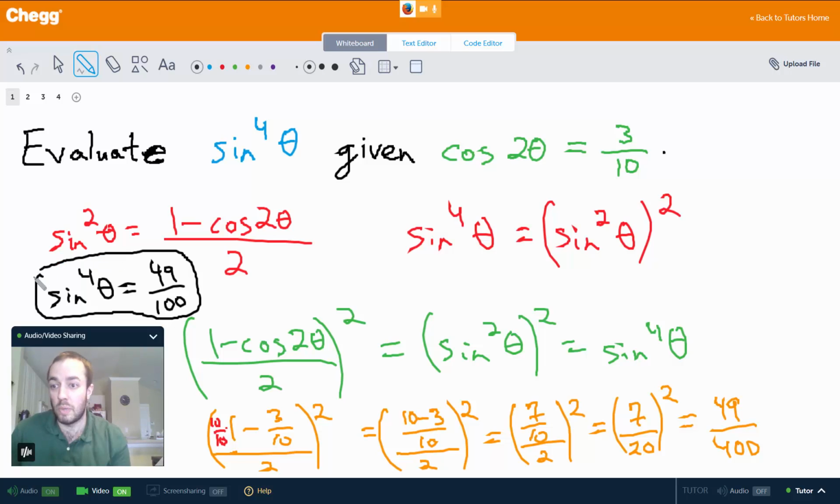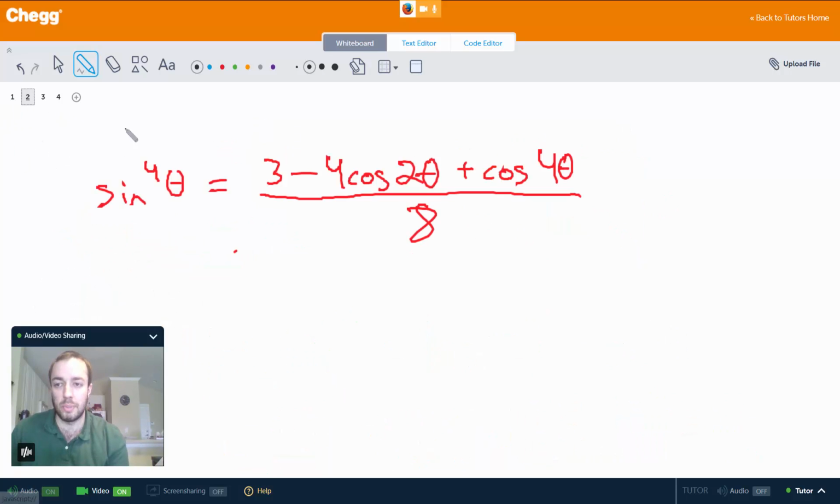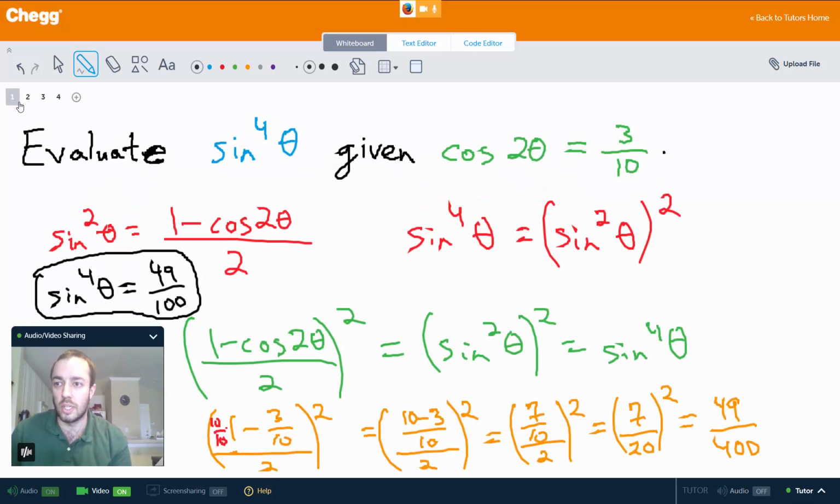And again, if we really wanted to, we could use this other power reduction formula, but first we'd have to find the cosine of 4 theta, which would require us to use another trigonometric formula, which is fine, but it's just a little more work, and then we'd have to evaluate this whole expression, which is also a little more work. But we'd end up at the same result, which is sine to the fourth of theta is 49 over 400.